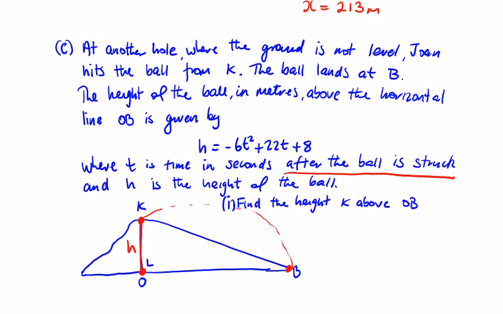So this is an easy one, when obviously before she hits the ball, time is equal to 0. So h would be equal to 8 meters. With t equal to 0, it just leaves me with my constant at the end. Simple intro into this part.